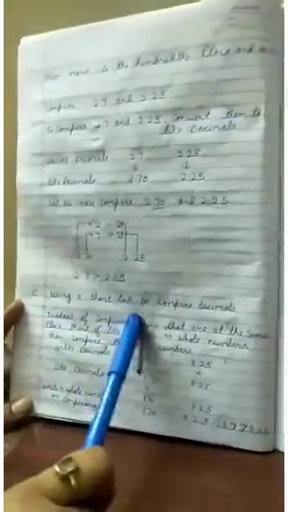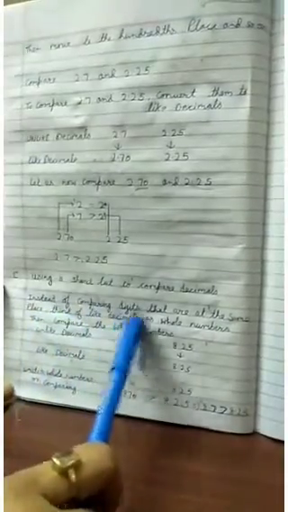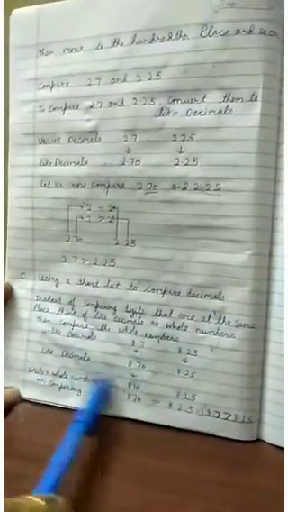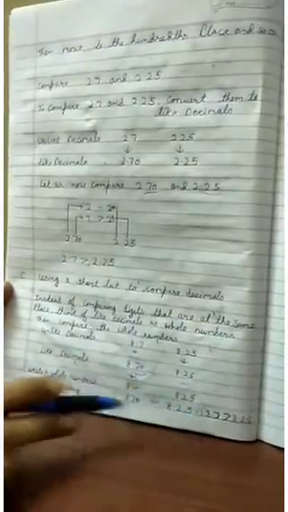Now using a shortcut to compare decimals, instead of comparing digits that are at the same place, think of like decimals as whole numbers. We will think of it as a whole number, then compare the whole numbers. Now again we will do like this, and this is our whole number which is greater than this, right?